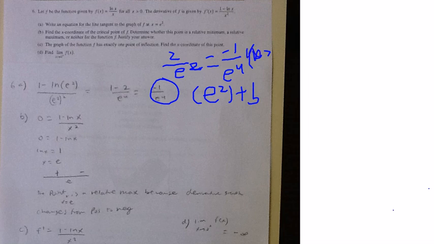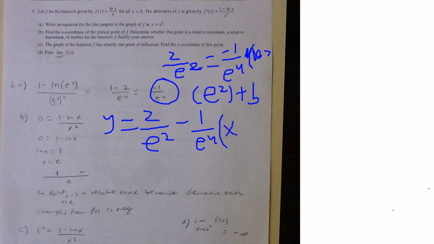We're trying to find b, and after doing some calculations, this is what you should get: y equals 2 over e squared minus 1 over e to the fourth, parentheses, x minus e squared. And this makes sense because you had e squared for x. So that's what you're doing.